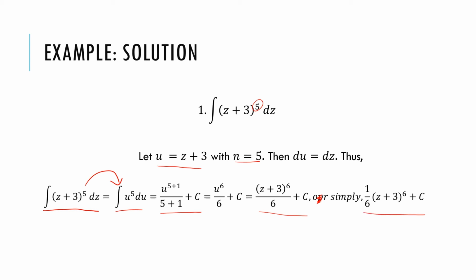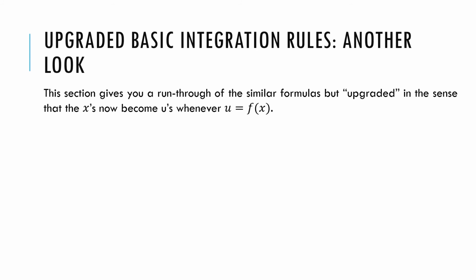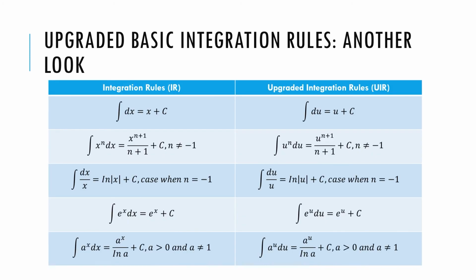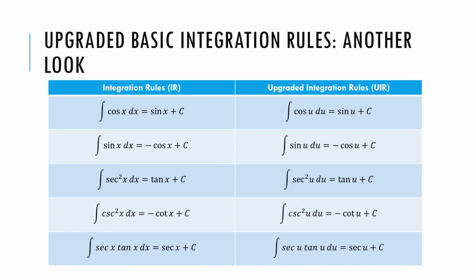Next, we have the upgraded basic integration rules. It is upgraded because the x earlier became u. Let's see, guys. As you can see, the x earlier just became u. Yeah. The base. So, some numbers or some integration rules, like that. But let's head on to the next slide. Same with this, x is taking u.